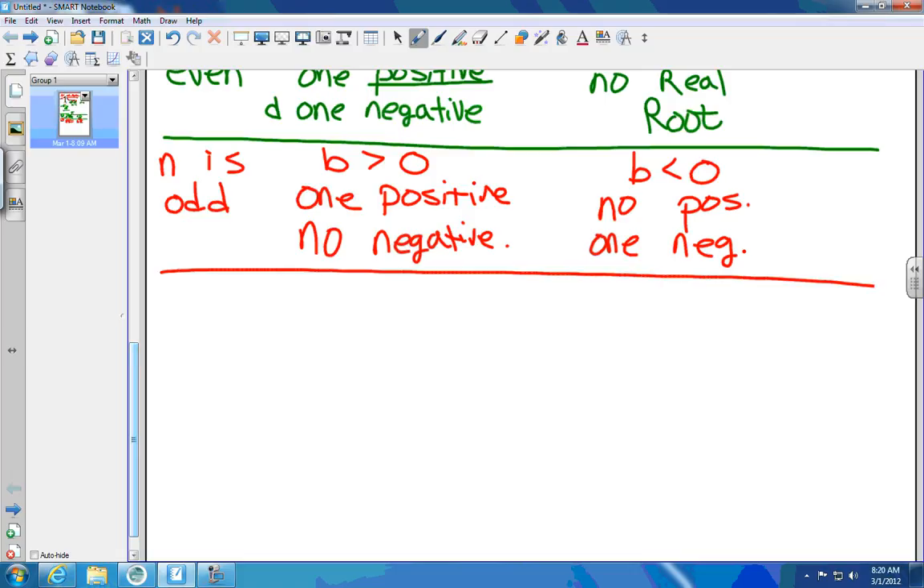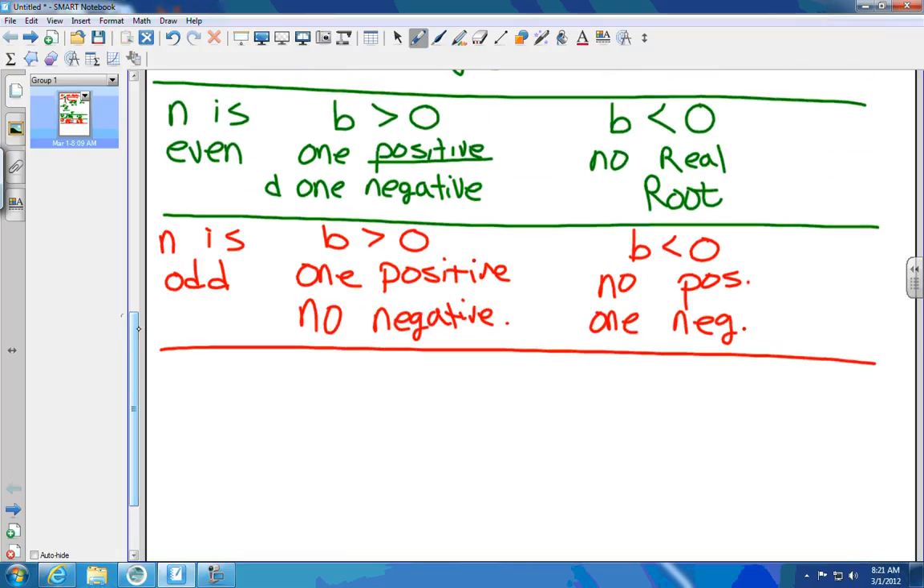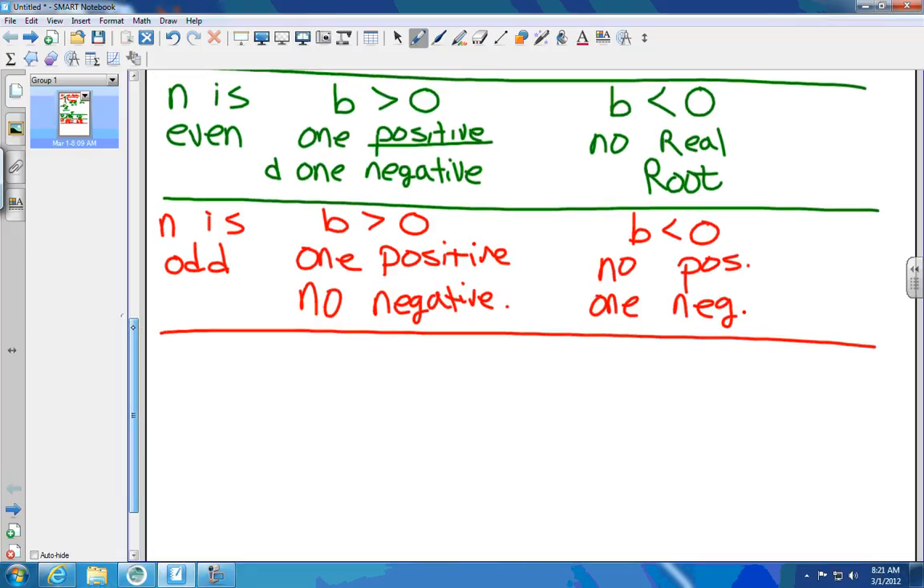So revert to either that or the table, whichever way you want to as you work through your homework. Basically what this one means is your answer is going to be positive. What this one means is your answer is going to be negative when you get done. Those are the rules, and now we'll work through some problems using those rules.